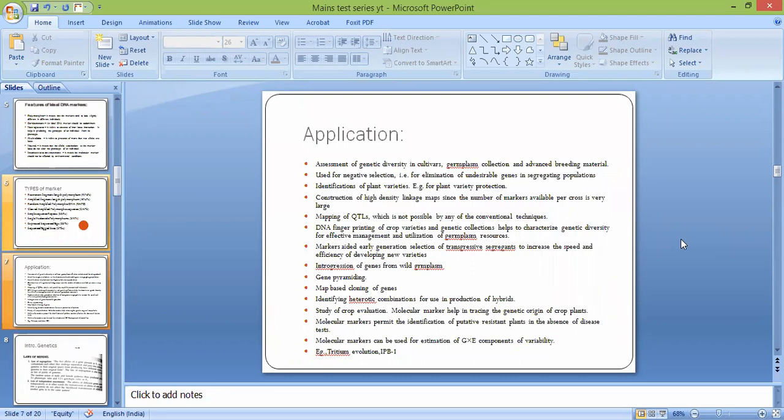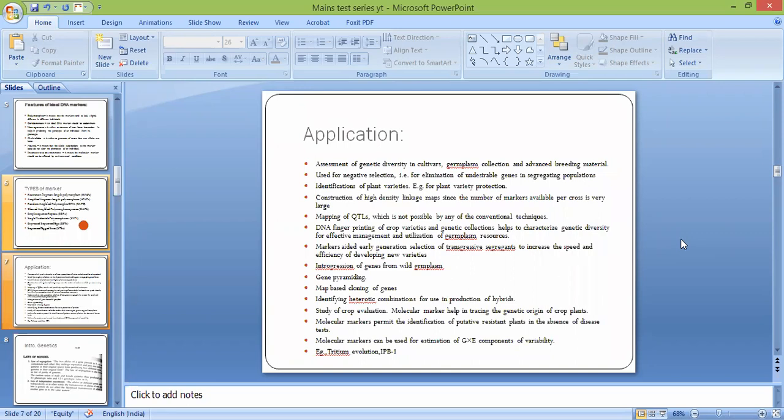Earlier they used to use RFLP and now they are using SSR markers. So if you are able to substantiate this, not only here, even in GS, then you will get good credit or good marks. Next is mapping of QTLs, which is not possible by any of the conventional techniques.